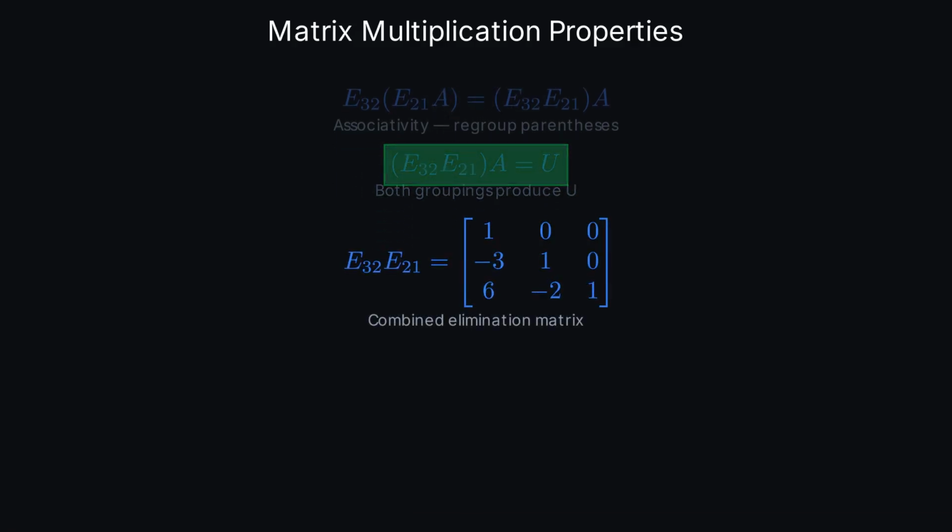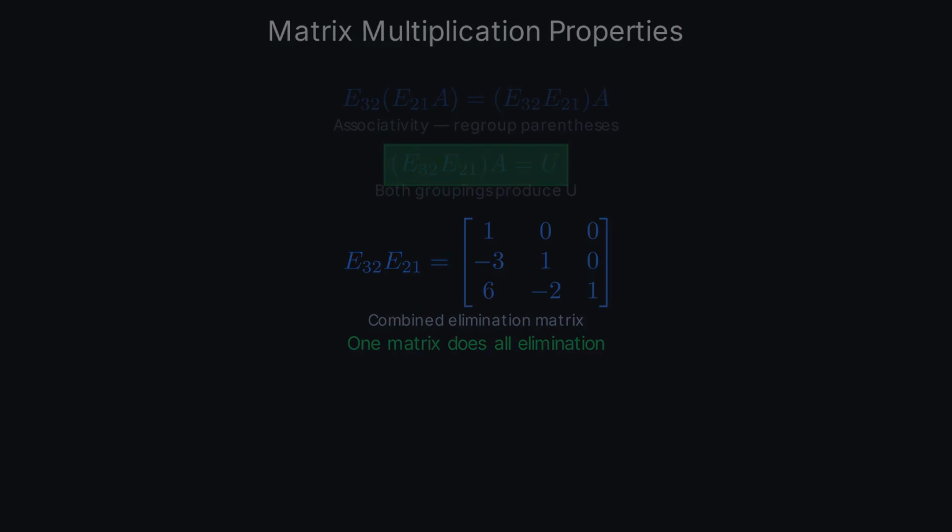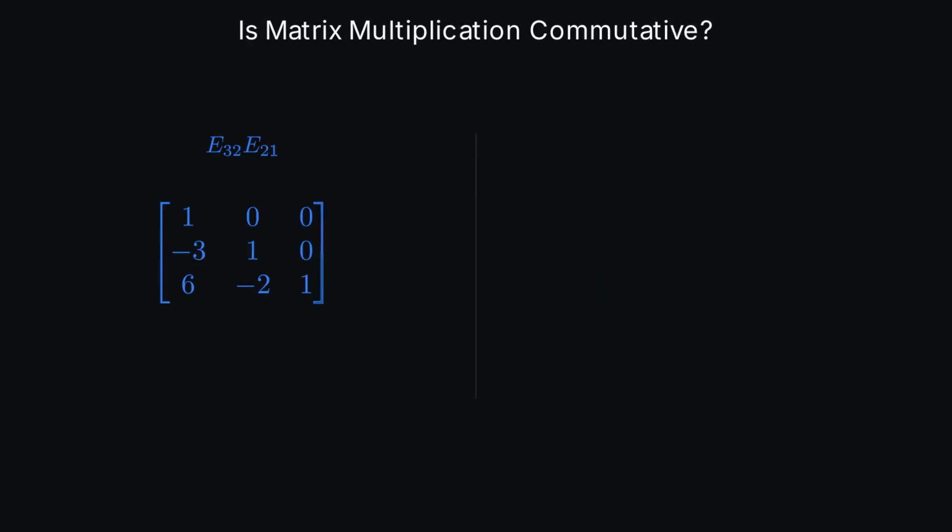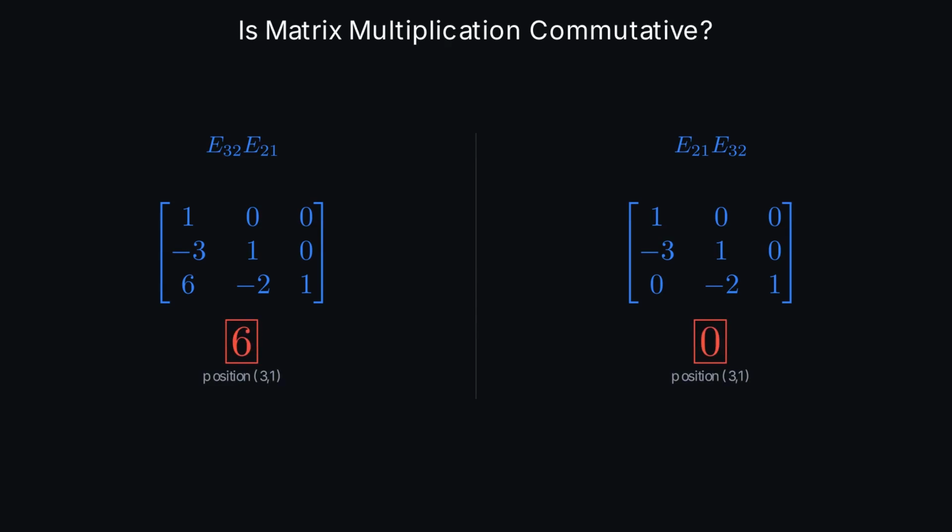Let's compute that product. E₃₂ times E₂₁ equals the matrix 1, 0, 0, -3, 1, 0, 6, -2, 1. Notice the 6 in position 3, 1. Now let's see what happens if we swap the order. E₂₁ times E₃₂ equals the matrix 1, 0, 0, -3, 1, 0, 0, -2, 1. Look at position 3, 1. It has 0, not 6. These two matrices are different.